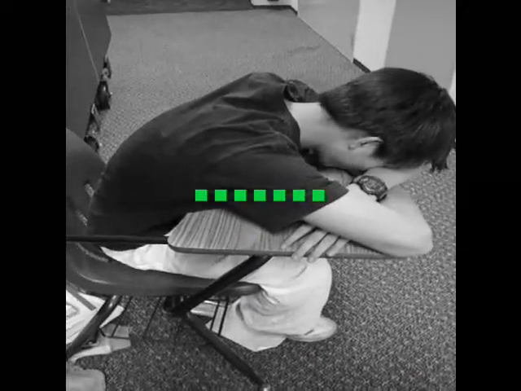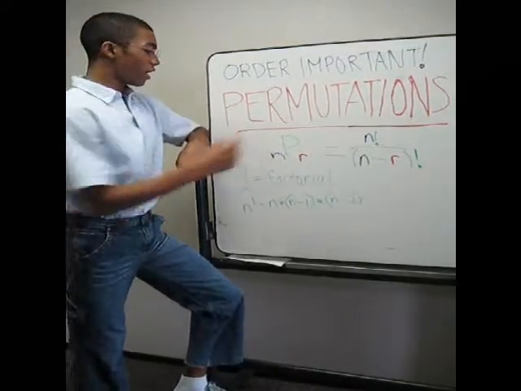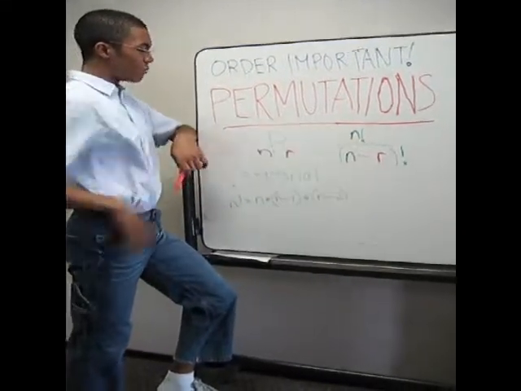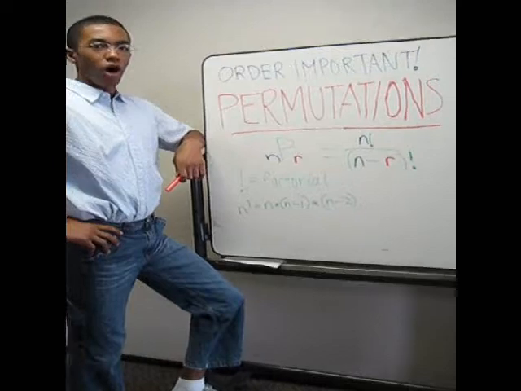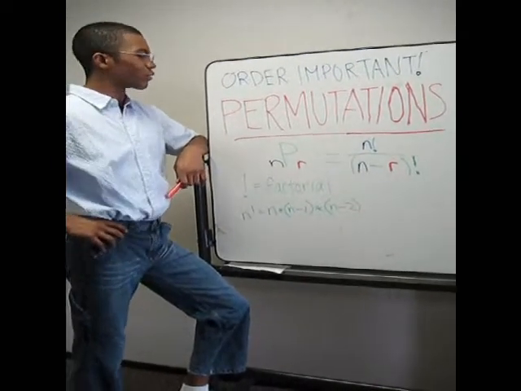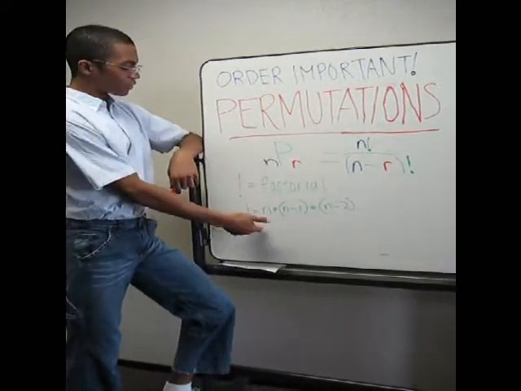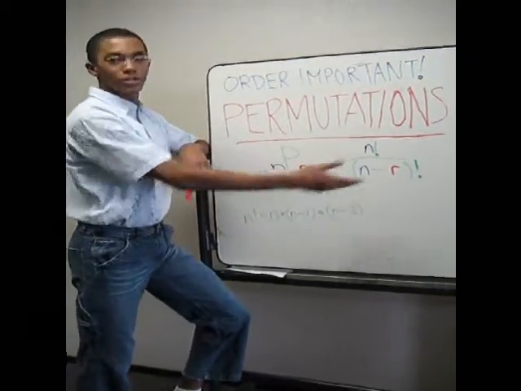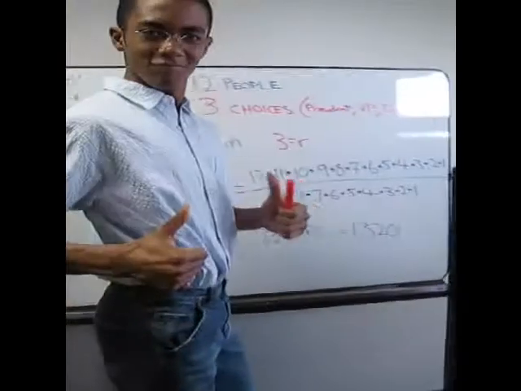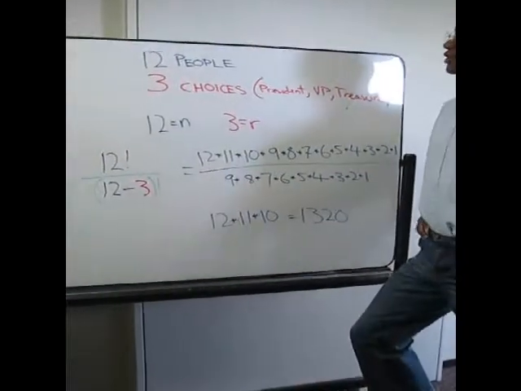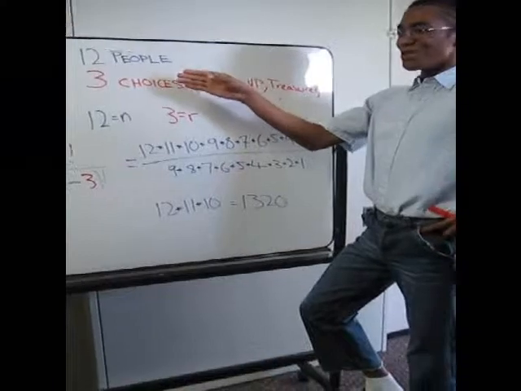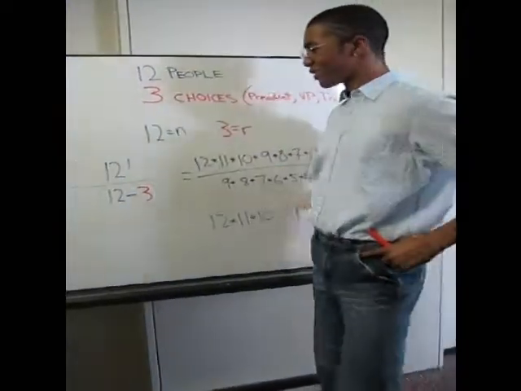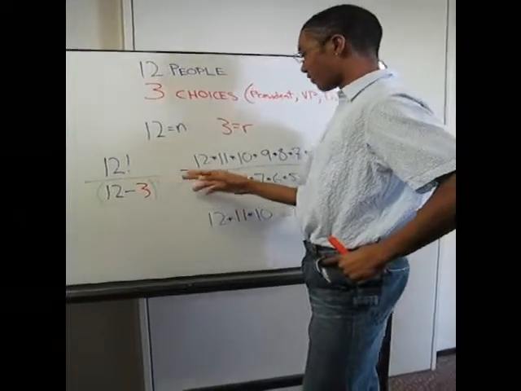To calculate the number of ways r could be chosen from n, we use this equation. The exclamation mark means factorial, whereby you multiply all positive integers less than or equal to n. n factorial equals n times n minus 1 times n minus 2, and so on. To show that we're choosing 3 people from a group of 12, we denote it as this: 12 factorial over 12 minus 3 factorial.